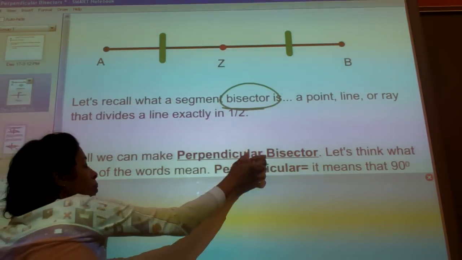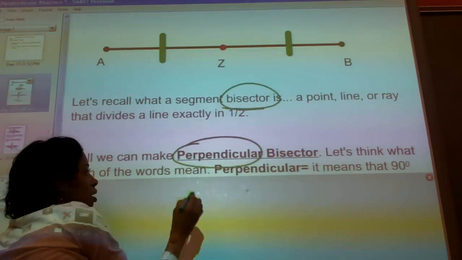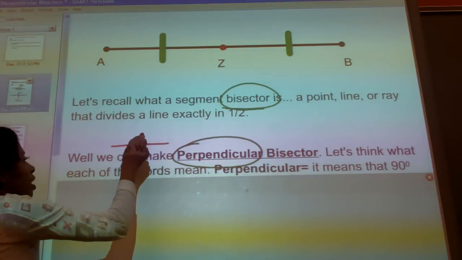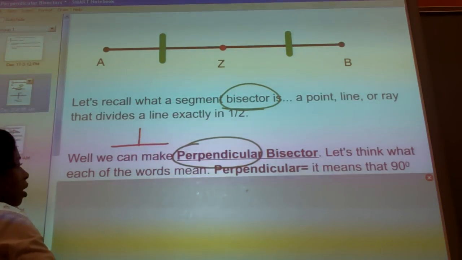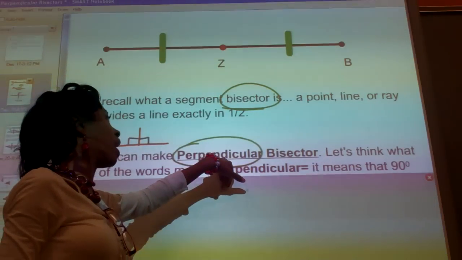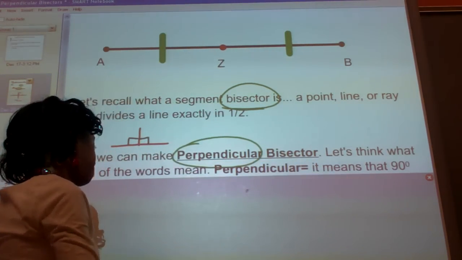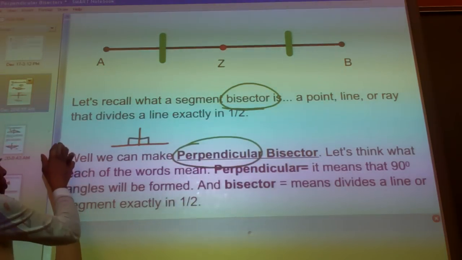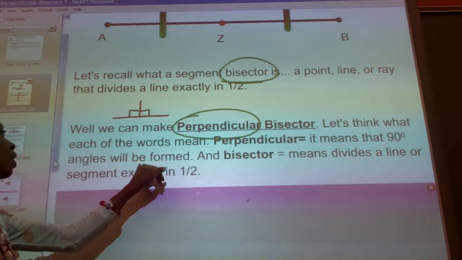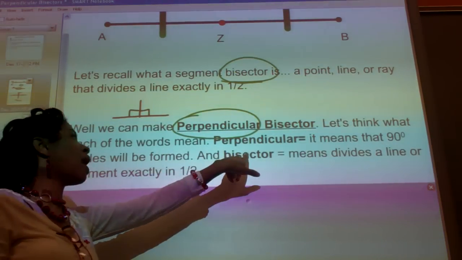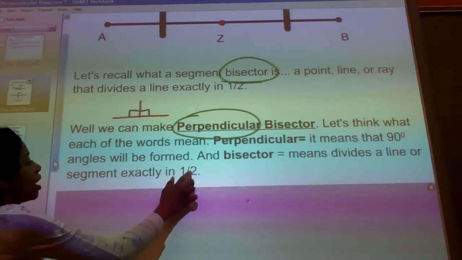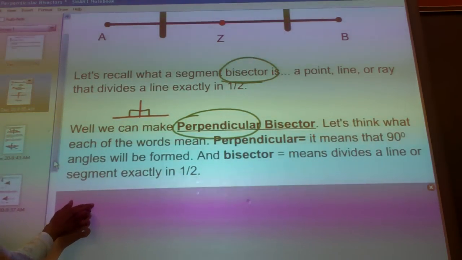First of all, if we recall what perpendicular means, that's when I have two lines or two rays, and if they intersect, where they intersect, it will form 90-degree angles. So 90-degree angle bisectors. Looking at that again, the word perpendicular simply means that 90-degree angles will be formed. And we need to recall that the word bisector means a line or ray or segment will divide another line exactly in half. What will that look like?